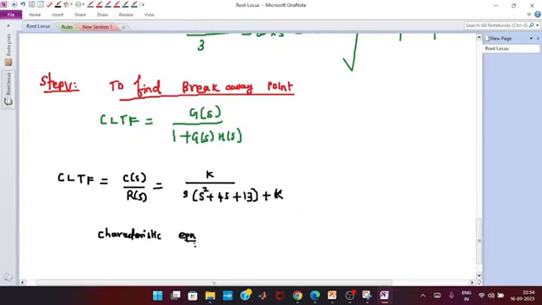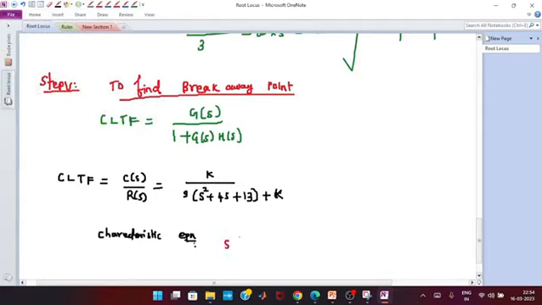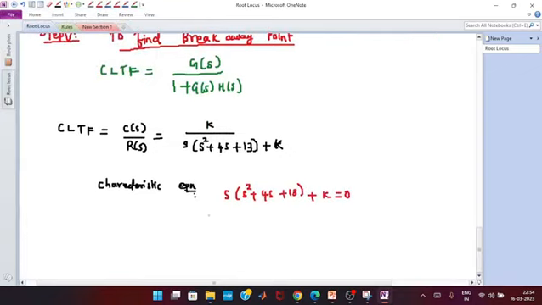Making a denominator polynomial equal to 0 is the characteristic equation. So what is the denominator polynomial? It is s(s² + 4s + 13) + k = 0, right? So now tell me, what is the value of k? Very simple. k = -s(s² + 4s + 13), right? So this is the value of k.